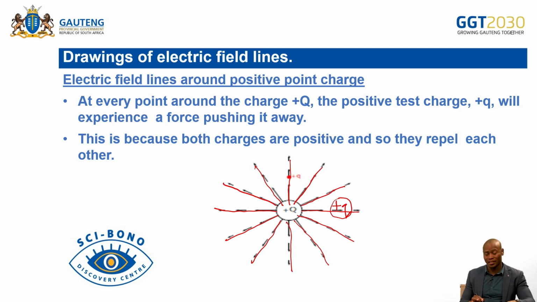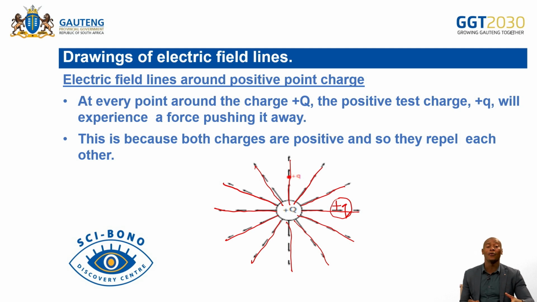Use a positive test charge. Will this positive test charge move towards or away from this electric charge? Obviously, both charges here are positive. So what will determine the direction of this electric field is the direction of the force exerted by this electric charge on this positive test charge. This positive test charge obviously will move away.